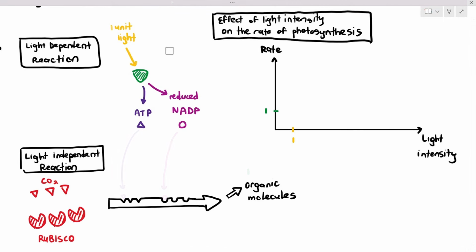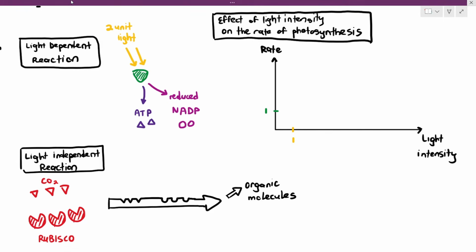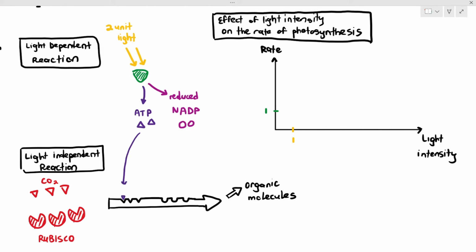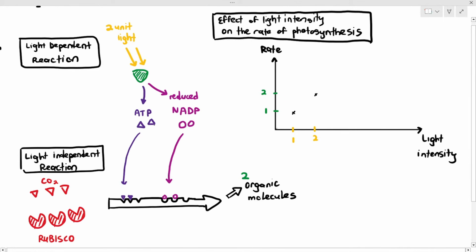Now, let's try another one. I have 2 units of light. The more light you give the thylakoid, the more ATP and reduced NADP it produces, so more are available in the light independent reaction. In this case, you can get 2 organic molecules. That's good. So in the graph over here, as you see, as I increase light intensity, the rate of photosynthesis increases.